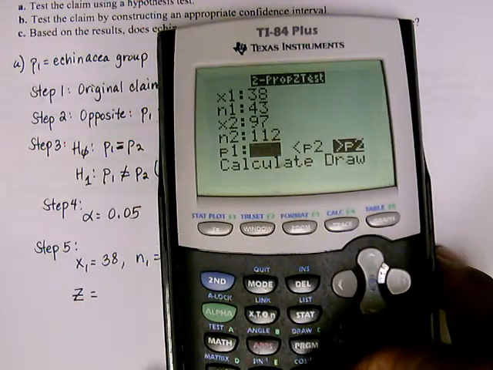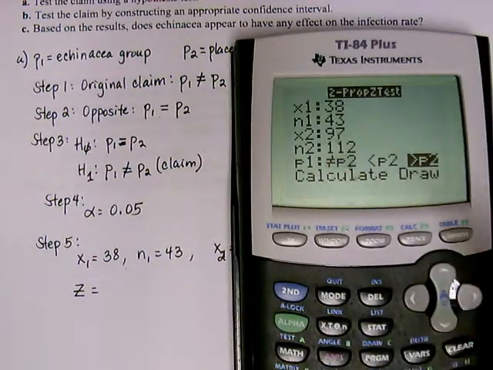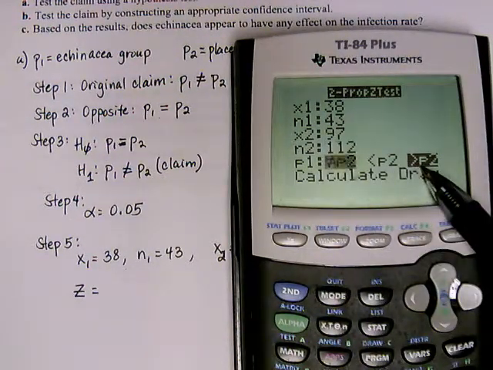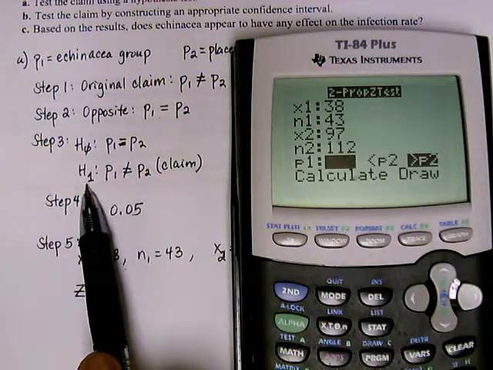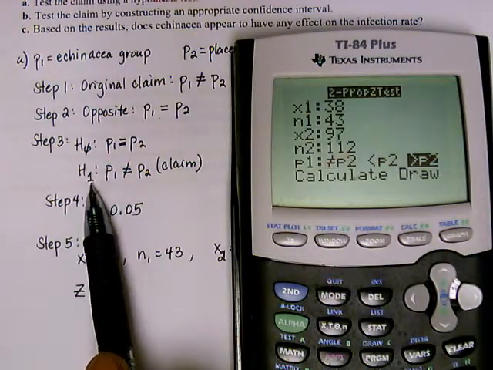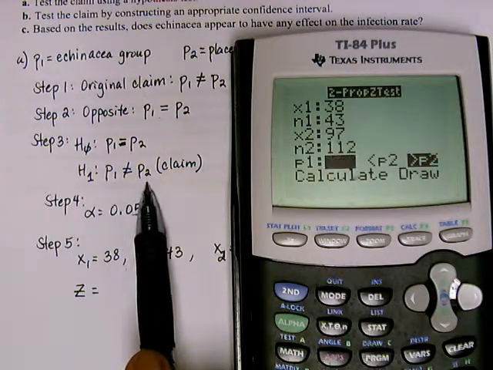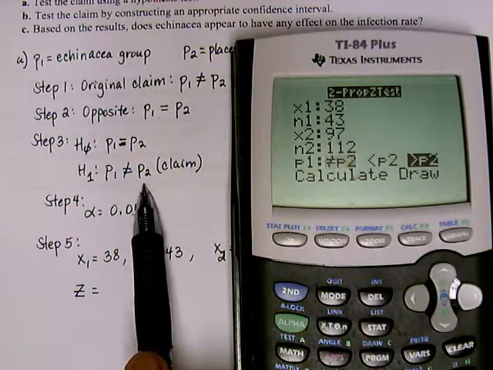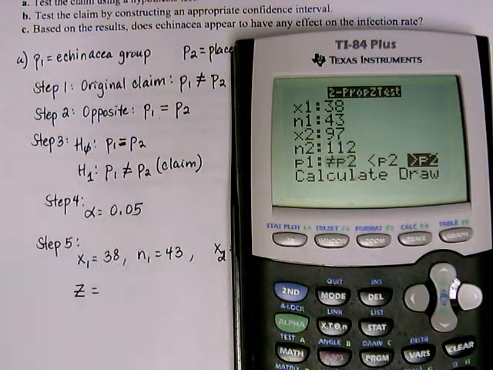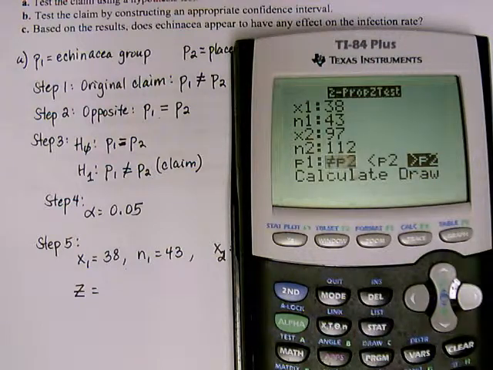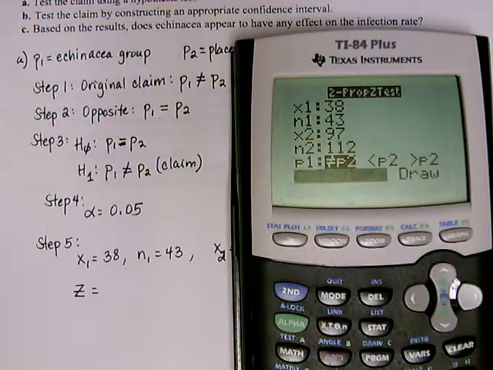Okay, now for the p1, you're going to have to choose either not equal to p2, less than p2, or greater than p2. That comes from the alternative hypothesis. Here the alternative hypothesis is p1 is not equal to p2. So we have to select the one that says not equal to p2. So we put the cursor on top of not equal to p2, and then press enter. And then hit your down arrow key to highlight Calculate, and then press enter.